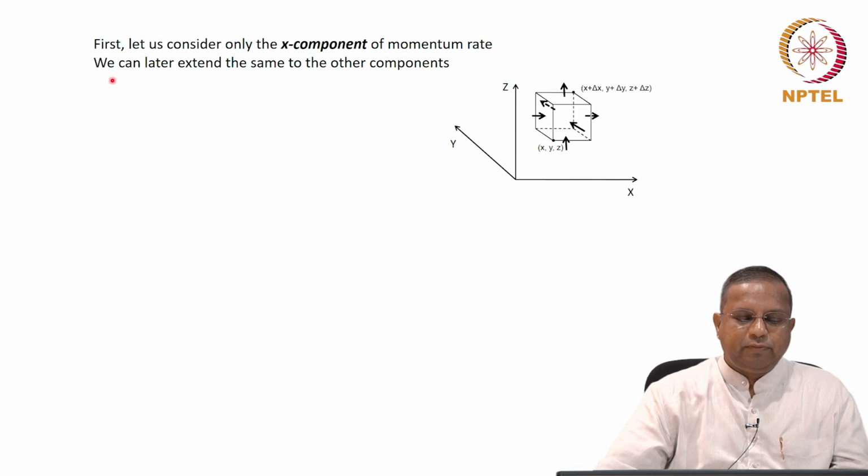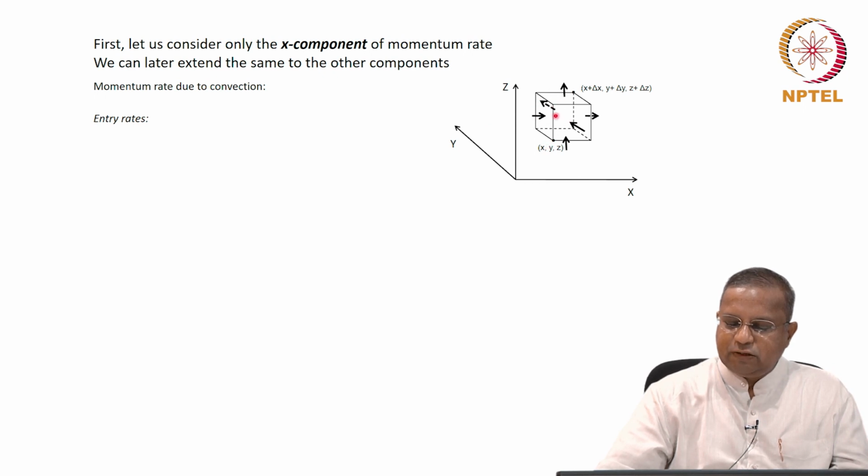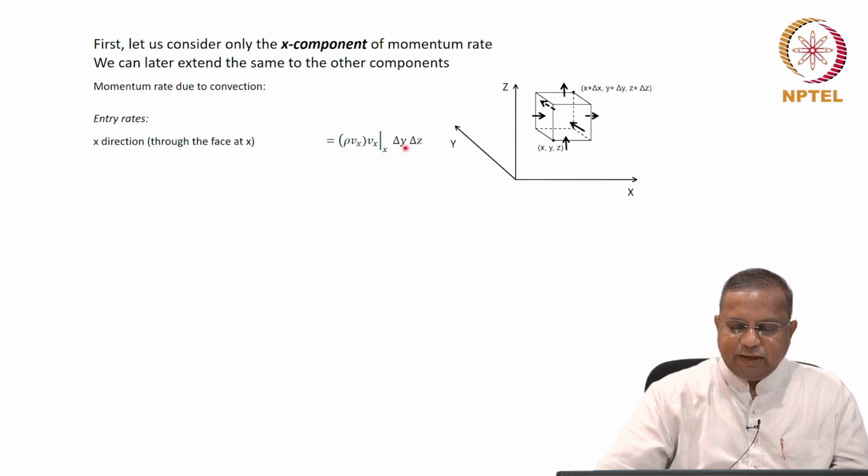So the x component of the momentum rate, we're going to later extend it. This is the same picture for visualization. The momentum rate due to convection: the entry is through the face at x, through the face at y, and through the face at z. So the entry rate in the x direction through the face at x is rho vx vx at x times the area of the face at x, which happens to be delta y delta z, as we have already seen before in the case of mass flux.